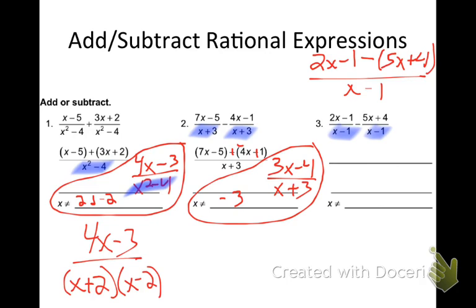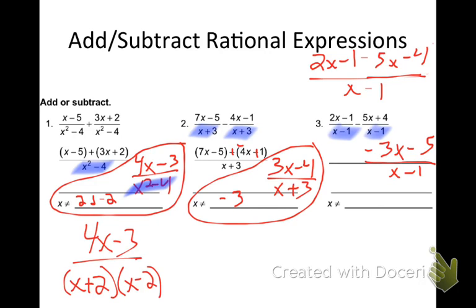Okay, and again, I can rewrite that and distribute the negative if I wanted to up here. So I can distribute that negative, which would get me negative 5x minus 4. Okay, and that's just distributing that negative. And now let's combine like terms. 2x minus 5x is negative 3x. Negative 1 minus 4 is negative 5. All over x minus 1.